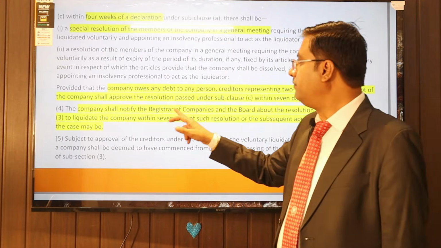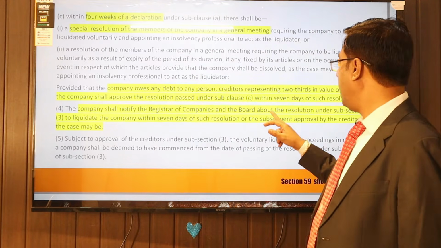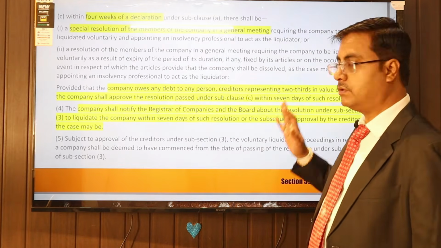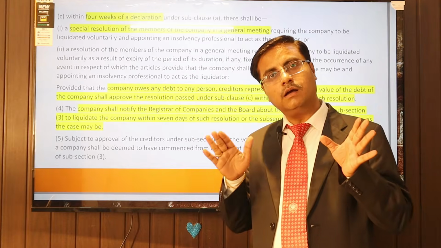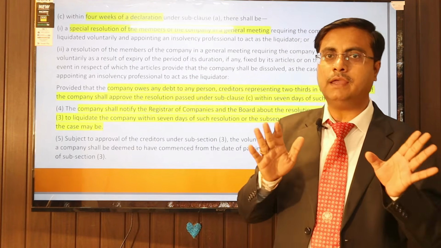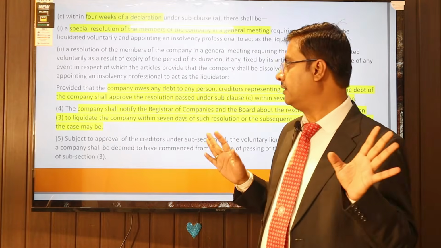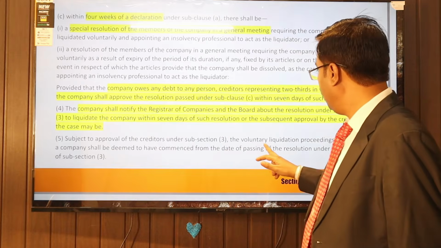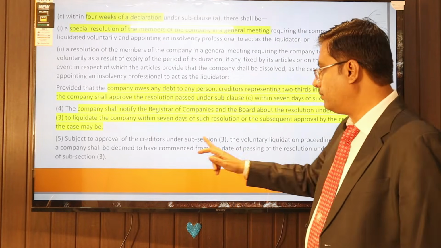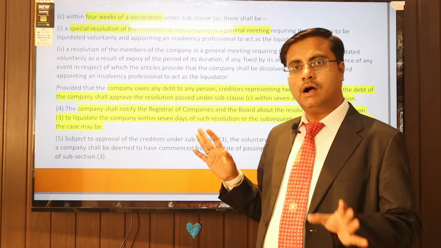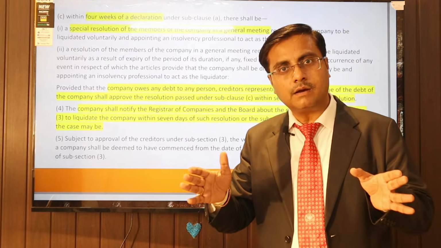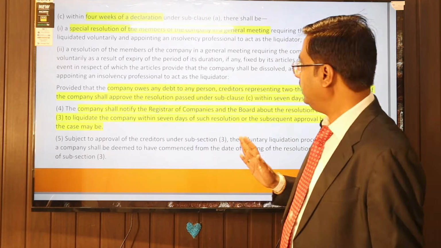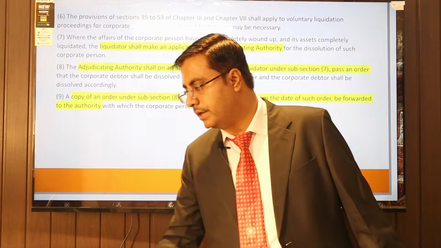The company shall notify the Registrar of Companies and the Board about the resolution under subsection 3 to liquidate within 7 days of such resolution. Once the SR is passed, within 7 days you have to intimate the ROC and IBBI, right? Subject to approval of the creditors, the voluntary liquidation proceeding in respect of the company shall be deemed to have commenced. From the day you passed the SR, we will consider it the liquidation commencement date, right? So your winding up proceeding has started.